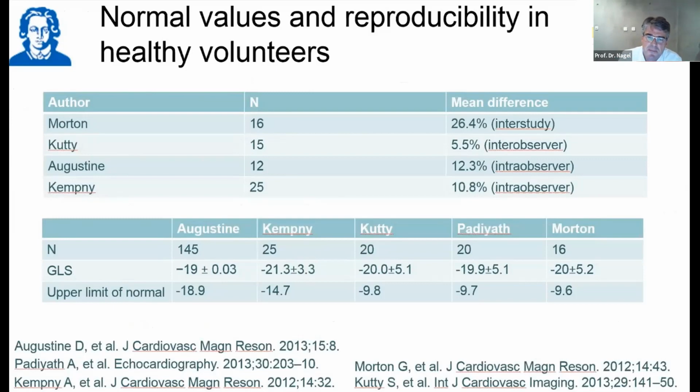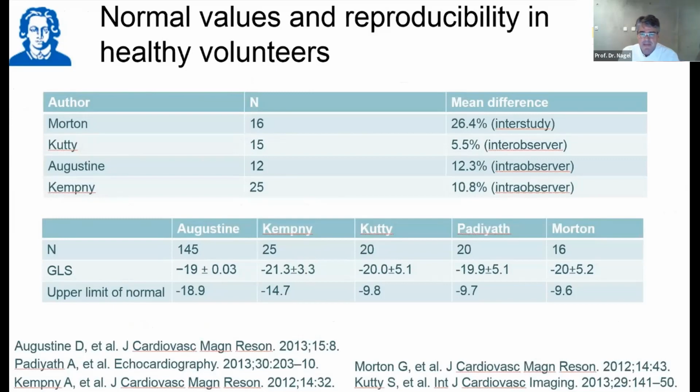Here are shown some studies which have looked at reproducibility in healthy volunteers, and you can see that the inter-study observer variability here was 26%, which was actually not the greatest. Also, if you look here at normal values and take the mean minus 2 standard deviations, you come up with quite a large range of normal values. And that has, for quite a while, reduced my enthusiasm on strain.